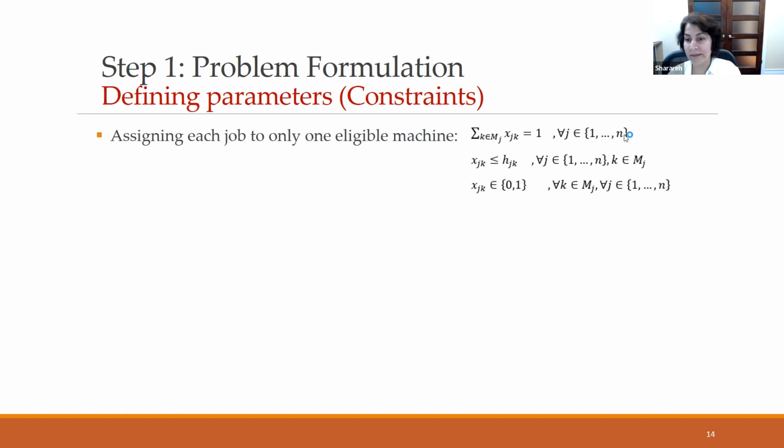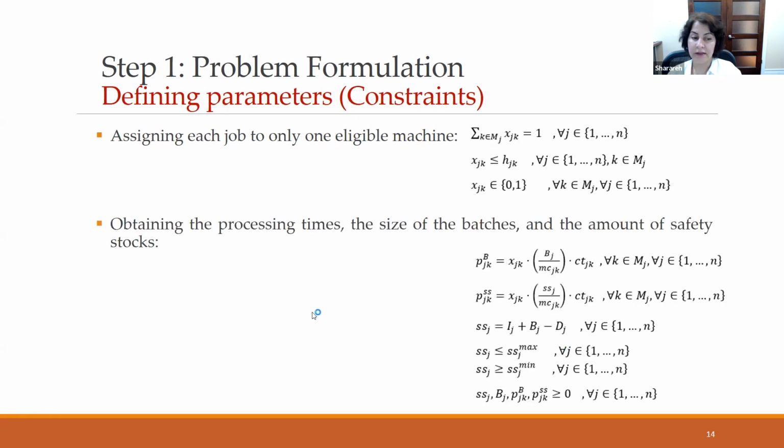For example, this set that we can see takes care of the eligibility of the machines. It means that if a product needs a specific tonnage size, it should be dedicated only to those machines that have that size, and it also makes sure that each job is assigned to only one specific machine. And this set of constraints calculates the processing time, the size of the batches, and the amount of safety stock.